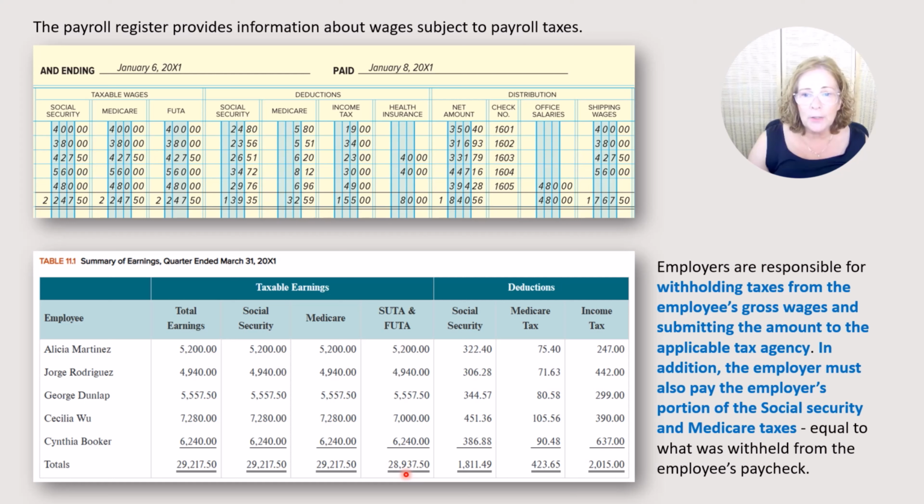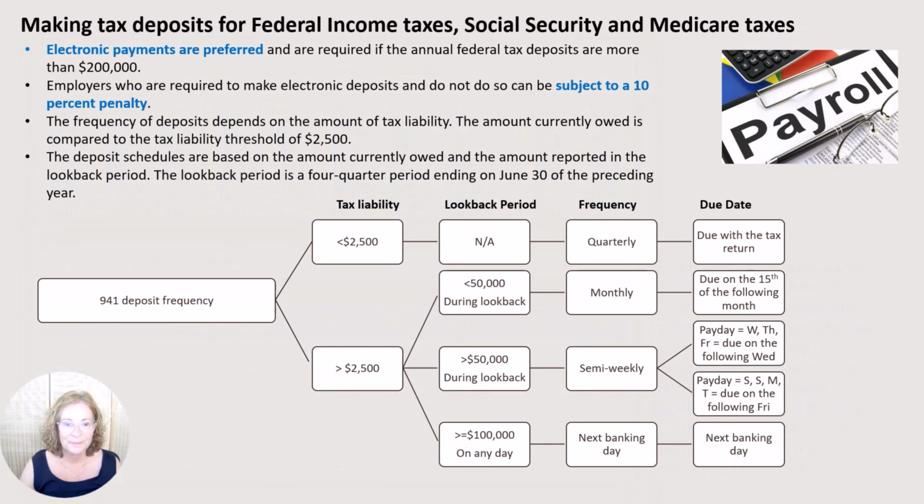The deductions section shows the total Social Security tax, Medicare tax, and income tax withheld from the employee's paycheck for the entire quarter. And we'll review shortly how this information is transferred to Form 941, the employer's quarterly federal tax return. There are strict rules with regard to the deposit of taxes withheld from employees' paychecks, as it should be.